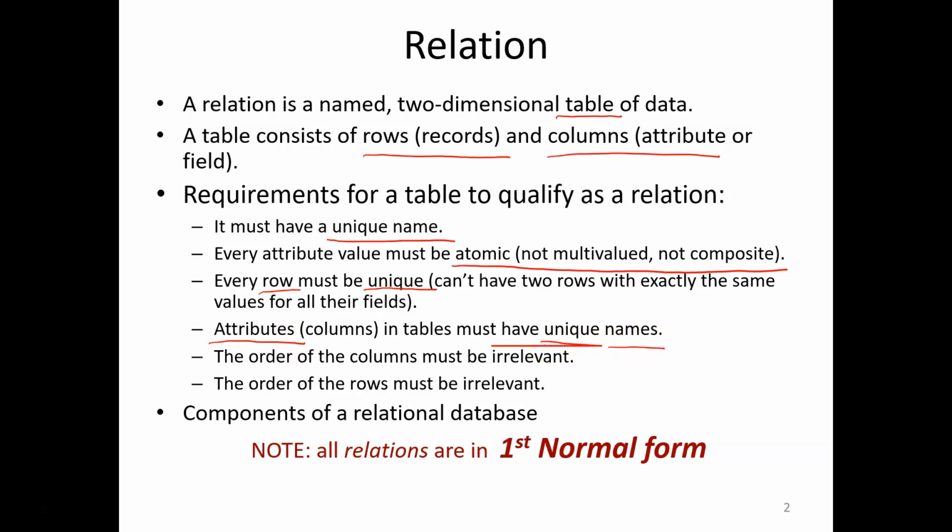The next requirement is that the order of the column must be irrelevant. That means you can switch the places of different columns and it wouldn't make a difference to the table. You can have the student ID as the first field, or you can have student zip code as the first field. It doesn't matter in a relational table. And also the order of the rows must be irrelevant. So you can move these records up and down and it shouldn't make a difference to the table. Those are some of the requirements to qualify a table as a relation in the relational database.